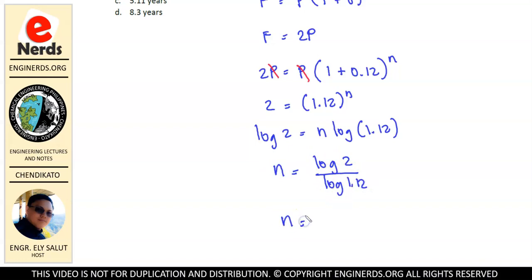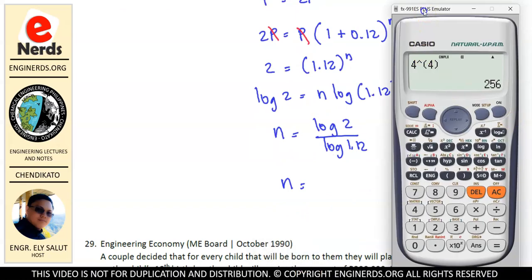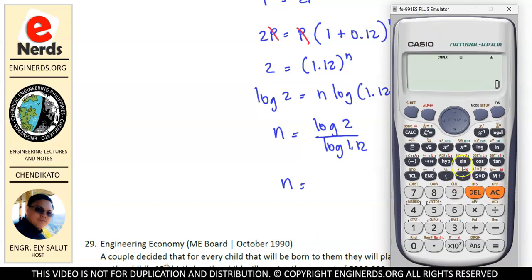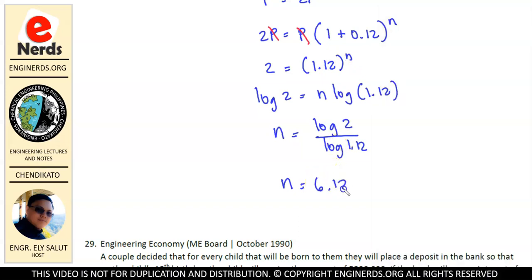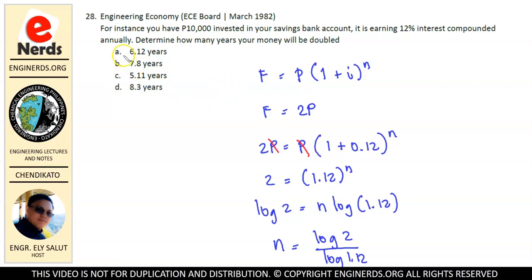So our n, therefore, is equal to, let's have our calculator. Okay, we have logarithm of 2 divided by the logarithm of 1.12. So our n is equal to 6.116, so let's say 6.12 years. So this is our final answer here, which is 6.12 years, letter A sa ating mga choices.